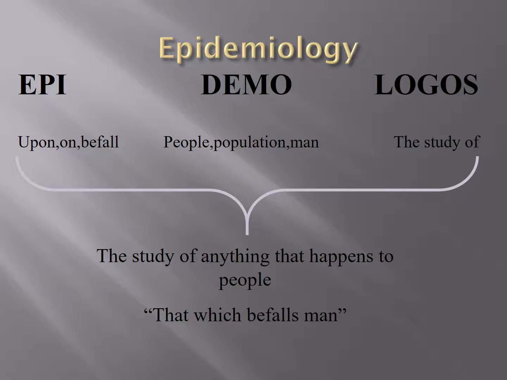The term epidemiology is derived from the Greek language. Let's break the meaning down. Epi meaning upon, on, or befall. Demo meaning people, population, or man. And logos is the study of. Epidemiology, the study of anything that happens to people, that which befalls man.